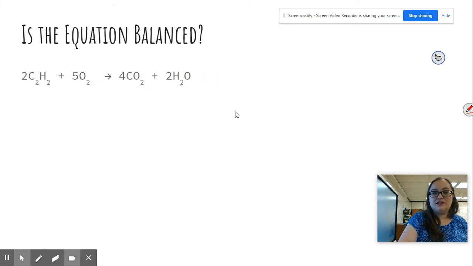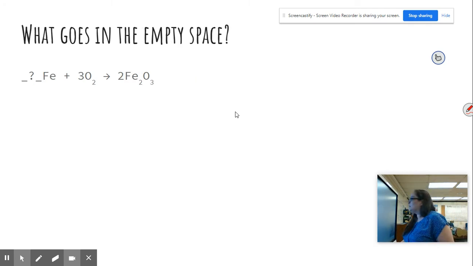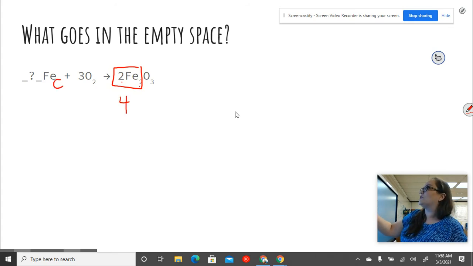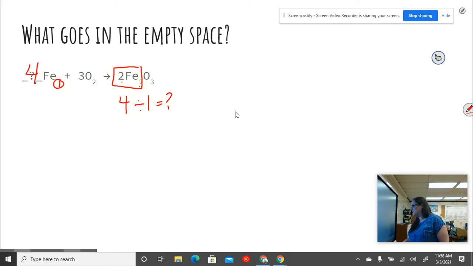All right, what goes in the empty space? So we've got to look at iron, see how many irons we have on the product side, and then figure out how to get that on that side. So on the product side, 2 times 2 is 4. So over here, how would we get 4? Well, there's no subscript, so that means it's 1. So 4 divided by 1 equals what? And that would be 4. So 4 is what goes in that blank.